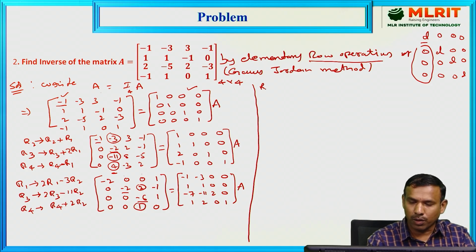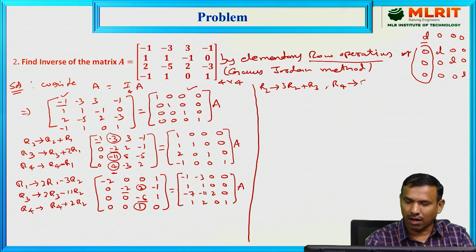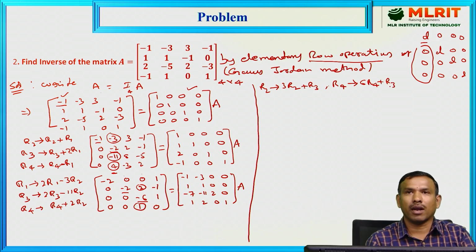So R2 implies R2 is 2 multiplied by 3, 3R2 plus R3. Next, R4 implies 6R4, 6 into 1, 6, 6R4 plus R3. We are using R3 this time. Okay, now. So using R3 we are making above element 0, below element 0.